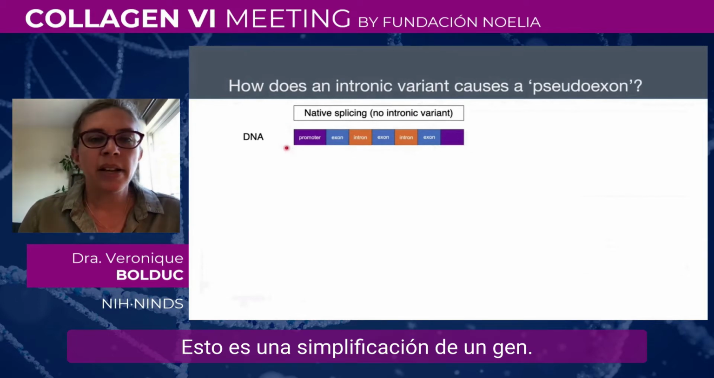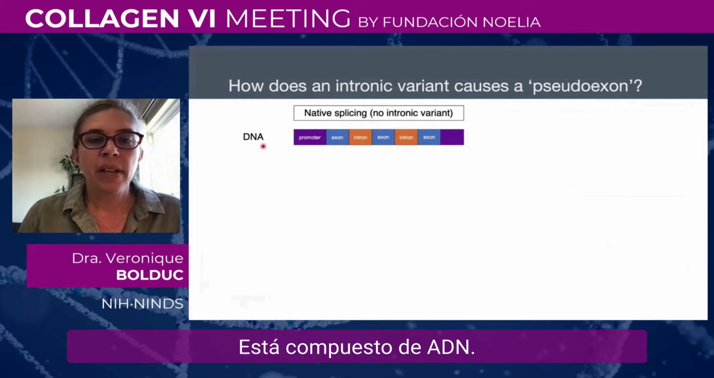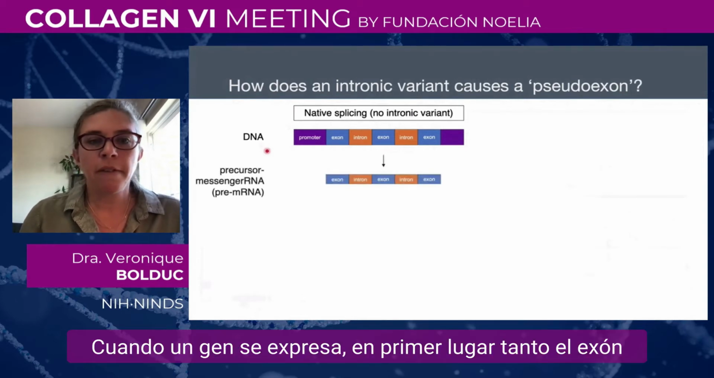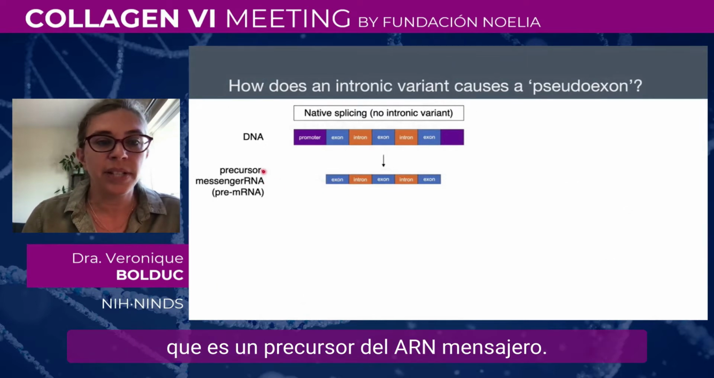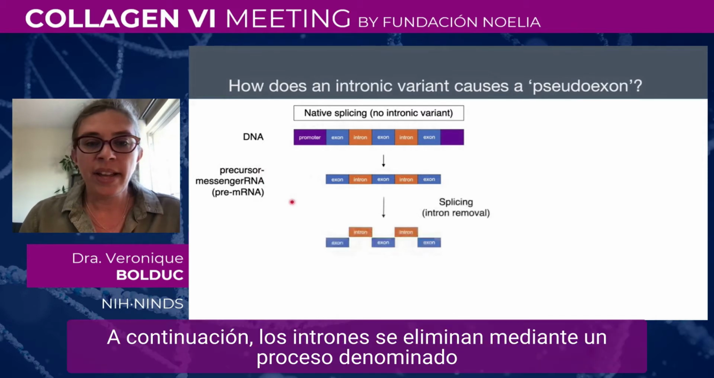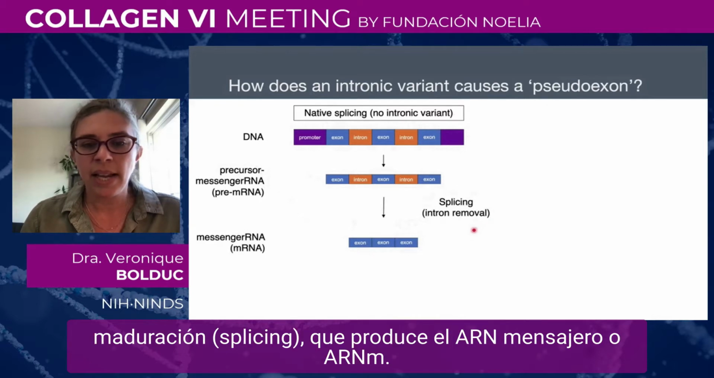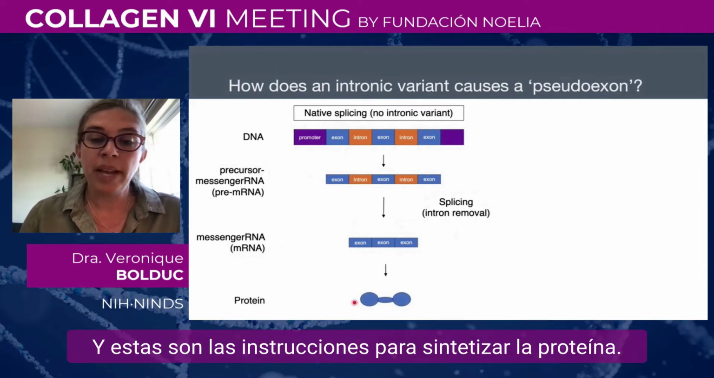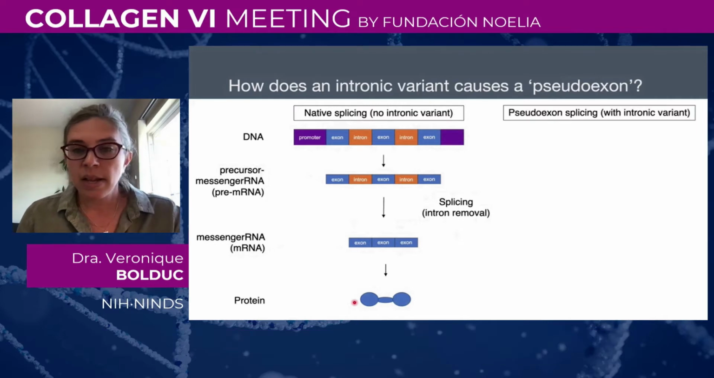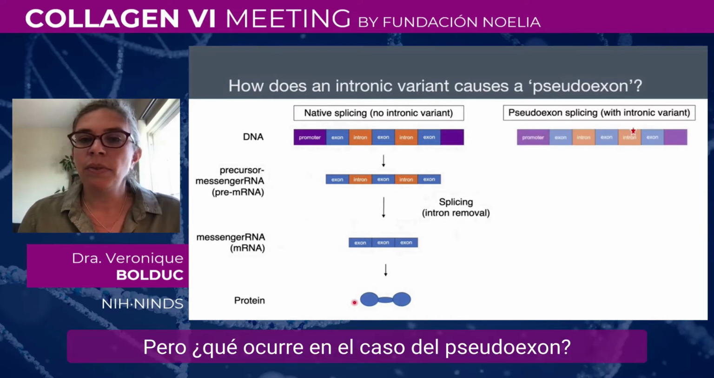So this is a simplification of a gene. It's composed of DNA. When a gene is expressed, first, the exons and introns are copied into one long single molecule, which is a precursor to the messenger RNA. Then the introns are removed through a process called splicing, which leaves the messenger RNA, or mRNA, and these are the instructions to make a protein. So what happens in the case of the pseudoexon?